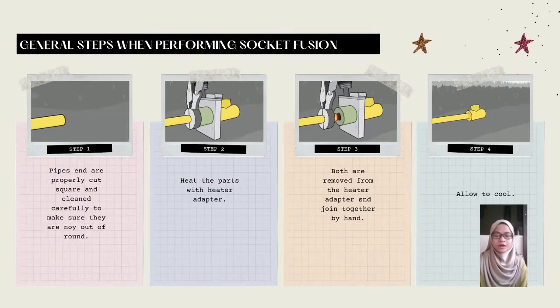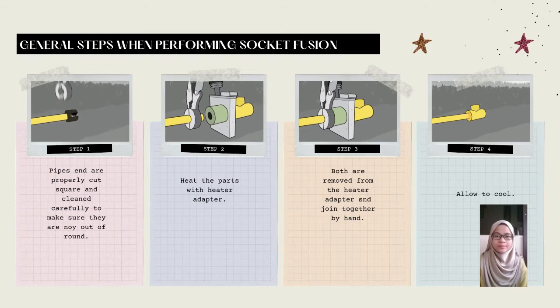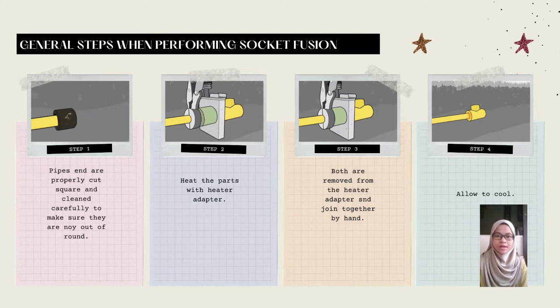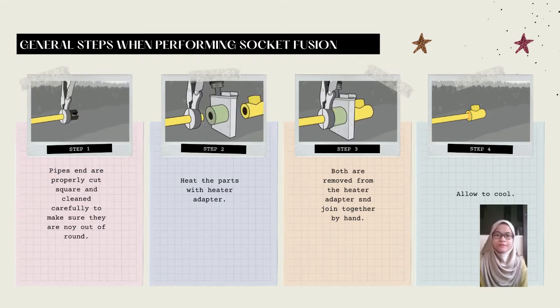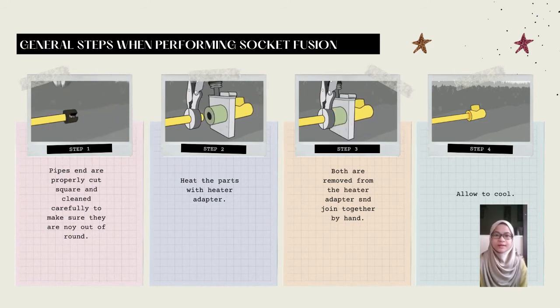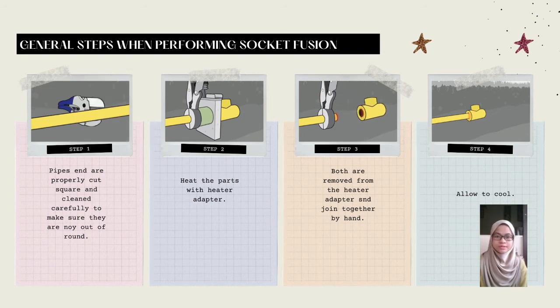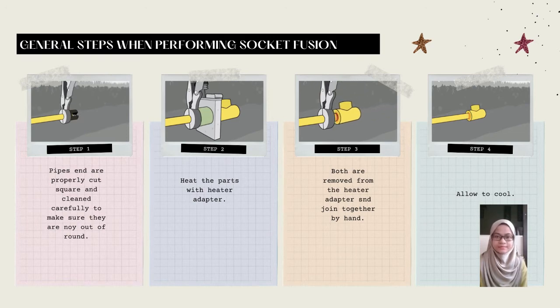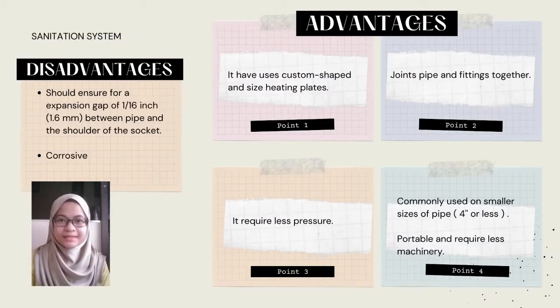So, these are the general steps of performing socket fusion. Pipe ends are properly cut square and cleaned carefully to make sure they are not out of round. Then, heat the parts with the heater adapter. When the time has elapsed, both are removed from the heater adapter and joined together by hand. Finally, the pipe is inserted into the fitting and allowed to cool per the time outlined in the fusion standard.